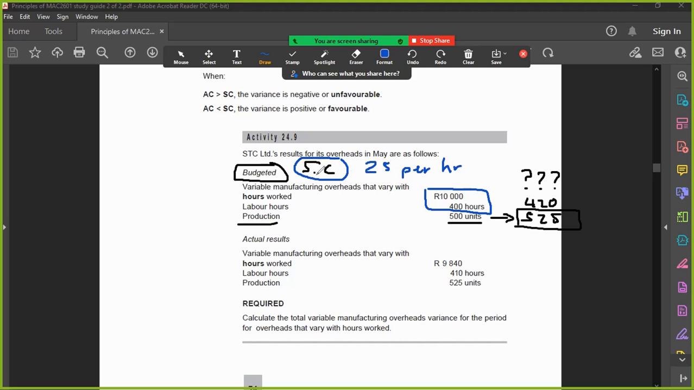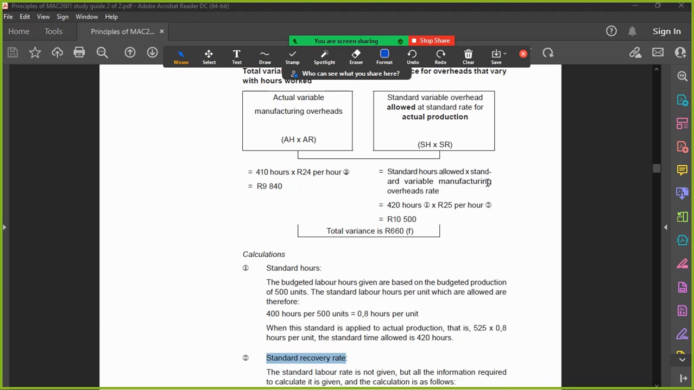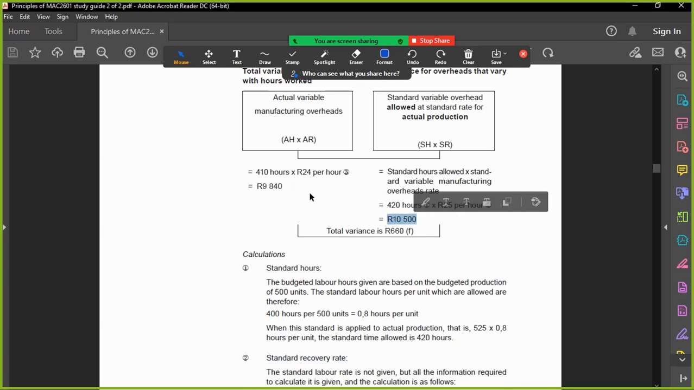But again, we're not looking at standard costs for the budget. We're looking at standard costs for a production level of 525. So we said 525 in terms of our production based on our standard is going to require 420 hours. Those 420 hours based on our standard require 25 Rand per hour. Does that make sense? Yes. And that gives you 10,500. So we're only using the actual units produced. Yeah, you always use actual, but remember the actual needs to be related to the budget.